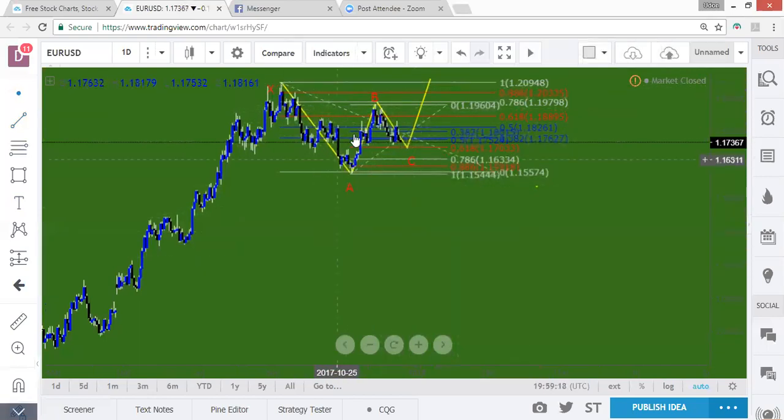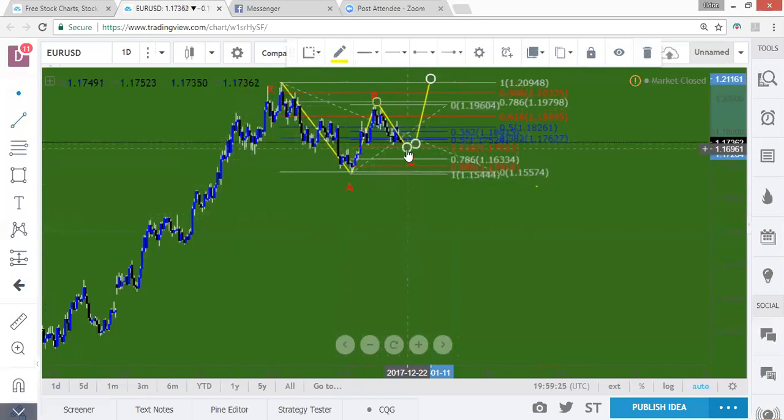Now, this Gartley pattern will have to pull back. I would need B to pull back, well, probably at least to the 786 for this to work, because we can see that if it only comes to the 618, which is a minimum requirement for C, our equal measured move breaks our X leg. This would be an invalid Gartley pattern.